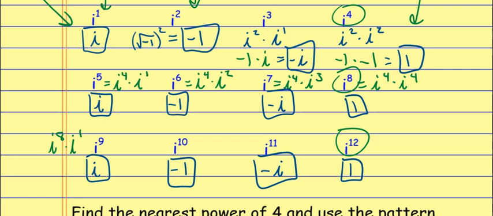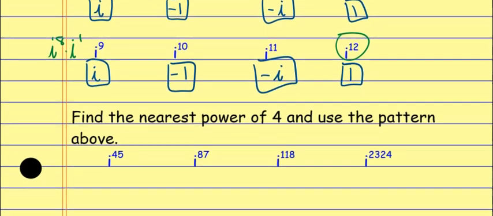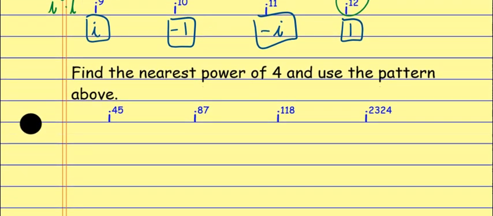So if every 4th power of i is a positive 1, all I need to do is find those multiples of 4, and then I can look at the pattern to figure out anything around that value. That seems complicated, but it's really not that bad if I look at this first one here. I've got i to the 45th power. And keep in mind that any exponent here with an i that's divisible by 4, that's a multiple of 4, is going to fall into that last column and is going to be a positive 1.